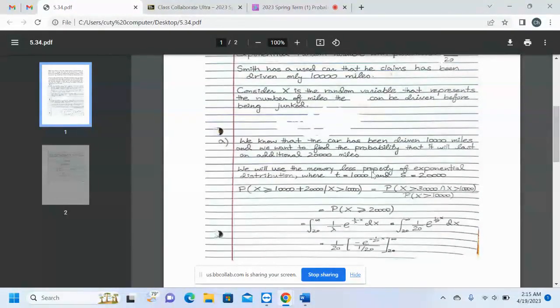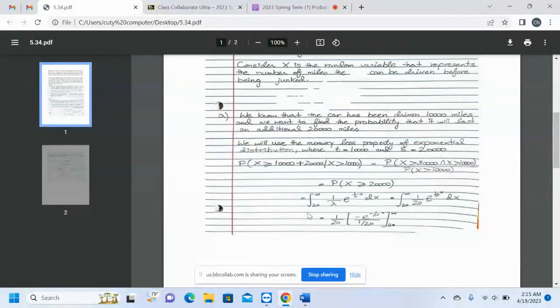We will use the memoryless property of exponential distribution where t is equal to 10,000 and s is equal to 20,000. So probability x greater than or equal to 10,000 plus 20,000 given x greater than 10,000 is equal to probability x greater than 30,000 intersection x greater than 10,000 over probability x greater than 10,000, which will be equal to probability x greater than or equal to 20,000.